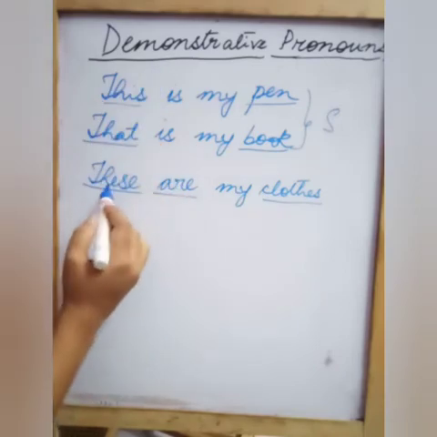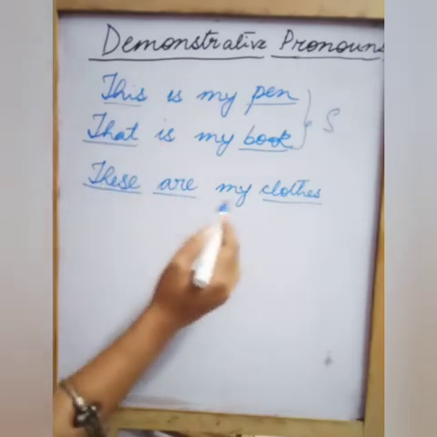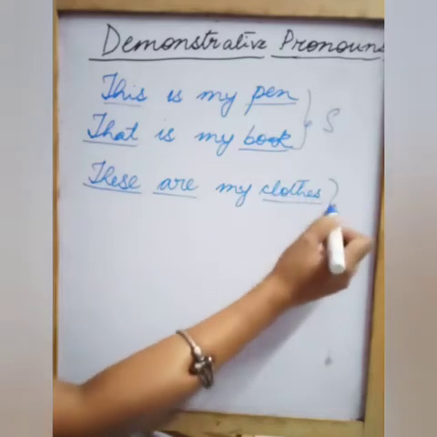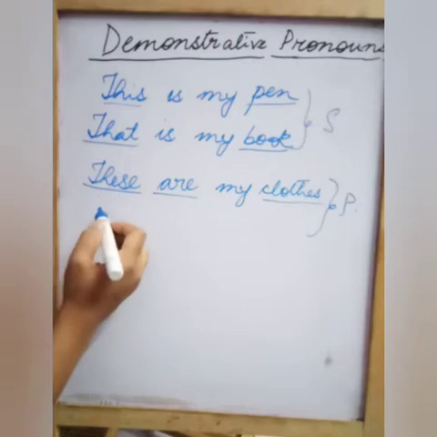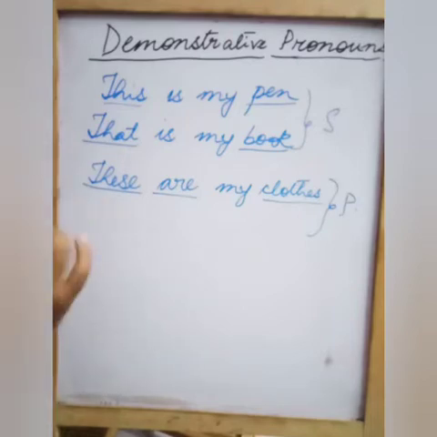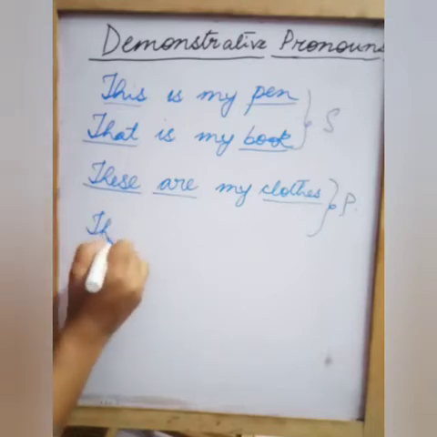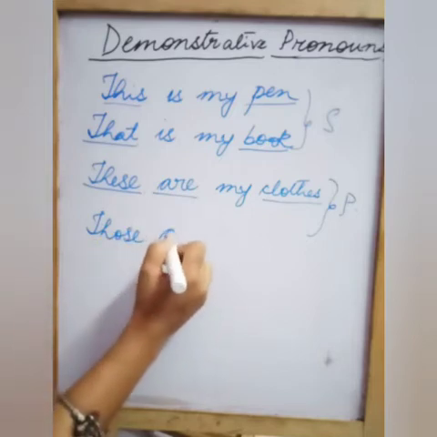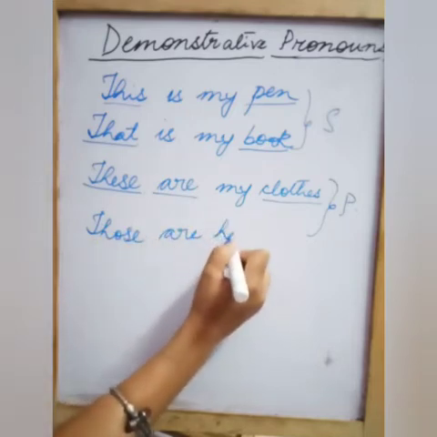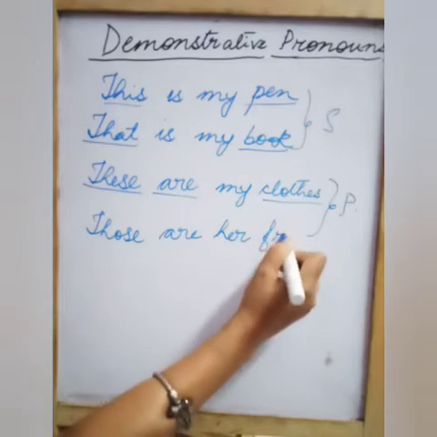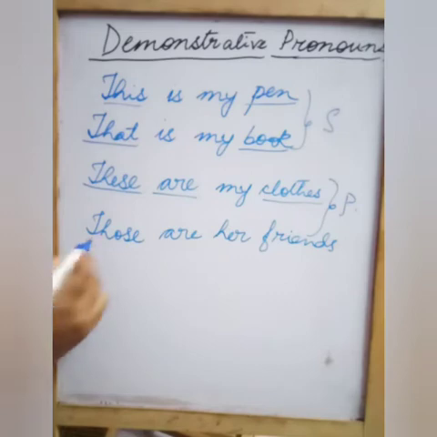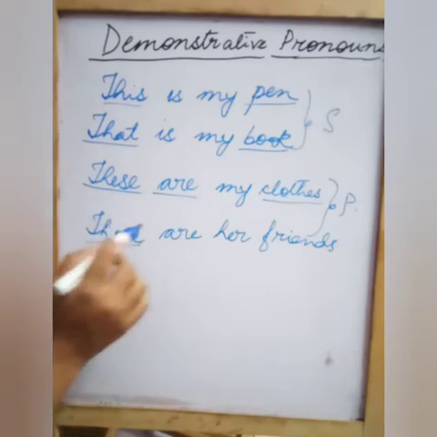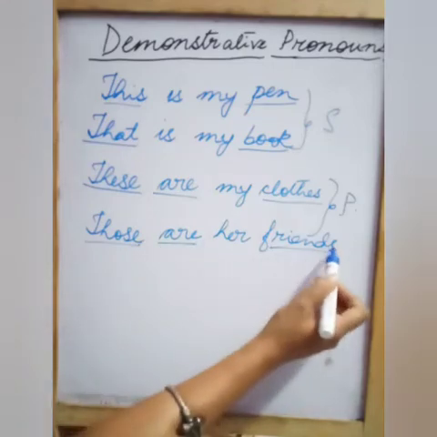Alright. Now see these sentences. I have written these are my clothes. So it is plural, isn't it? But near me. Plural and near. Now I will write another sentence. Those are her friends. Right? Those are her friends. So this is also plural, isn't it? Those are friends. See, S is there.